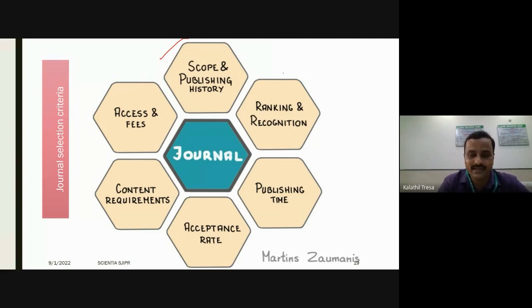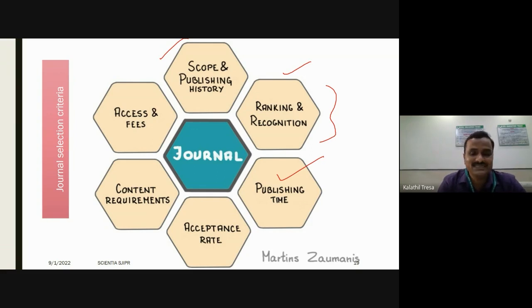Then the next one is the ranking and recognition of that journal. What is the ranking? Because every year JCR publishes the ranking of the journals, which is impact factor based, and after publishing that ranking, what is the recognition of that journal. That information is available on the JCR site, that is Journal Citation Reports. We have to collect that information: what is the impact factor of the journal, what is the citation score of that journal, how many articles, how many volumes, and how many issues are published for that journal. Then what is the publishing type.